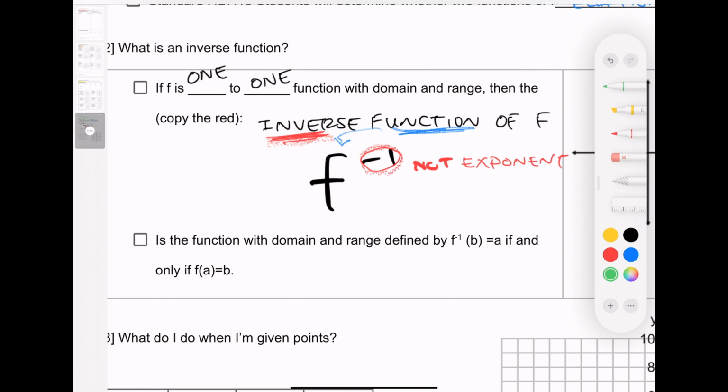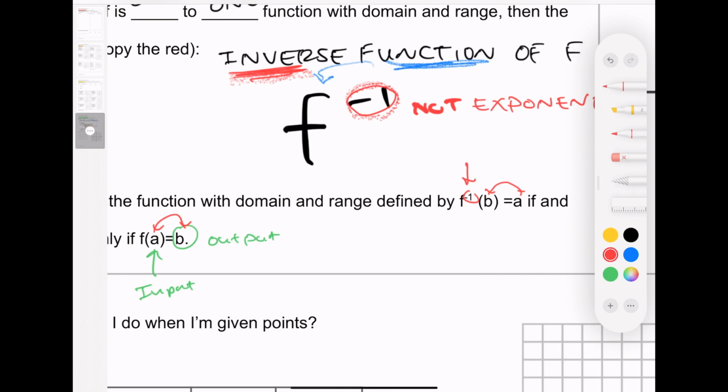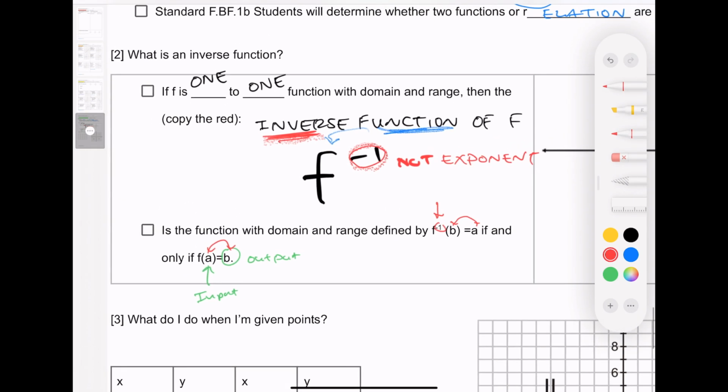Is the function with the domain and range defined by, if I give you function notation and this is the input, and then this one is the what? Output. Well, all I'm doing is just switching the positions. You see it? This is like a light switch. And it's switching the positions of A and B. So if you learn nothing, basically the inverse means to switch. Everyone say it? Switch.